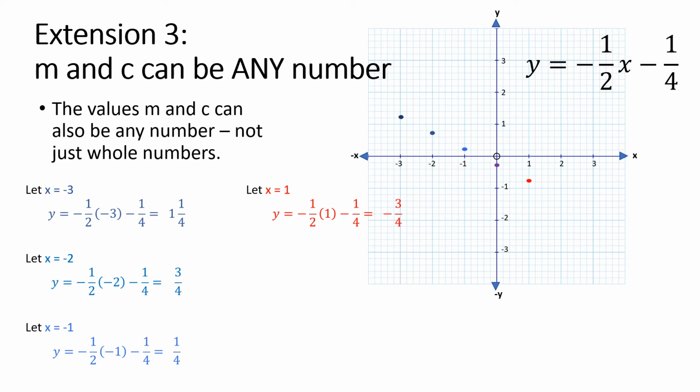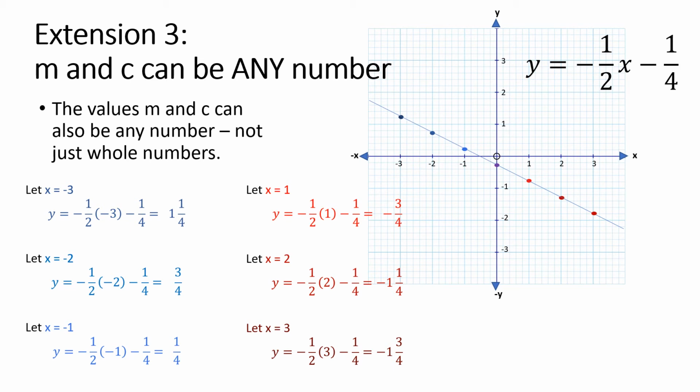And we see the reverse on the other side. If x is 1, then minus 1/2 times 1 is minus 1/2. And then minus another 1/4 gives us minus 3/4. If x equals 2, minus 1/2 times 2 is minus 1, and subtract the 1/4, we're at minus 1 1/4. And finally, if x equals 3, minus 1/2 times 3 is minus 1 1/2, and minus 1 1/2 minus 1/4 is minus 1 3/4. So even if m and c are not whole numbers, the straight line equations still work.